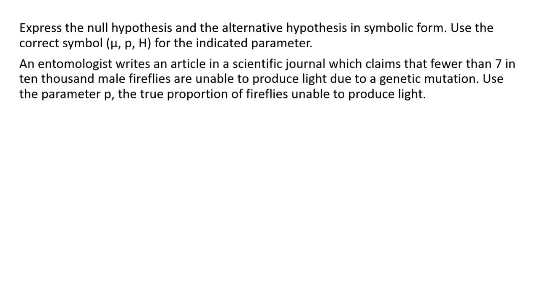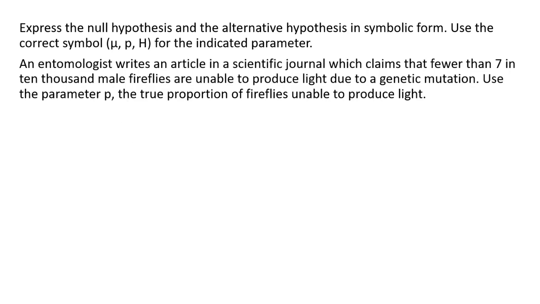Express the null hypothesis and the alternative hypothesis in symbolic form. Use the correct symbols such as mu, p, h for the indicated parameter. An entomologist writes an article in a scientific journal which claims that fewer than 7 in 10,000 male fireflies are unable to produce light due to a genetic mutation. Use the parameter p, the true proportion of fireflies unable to produce light.